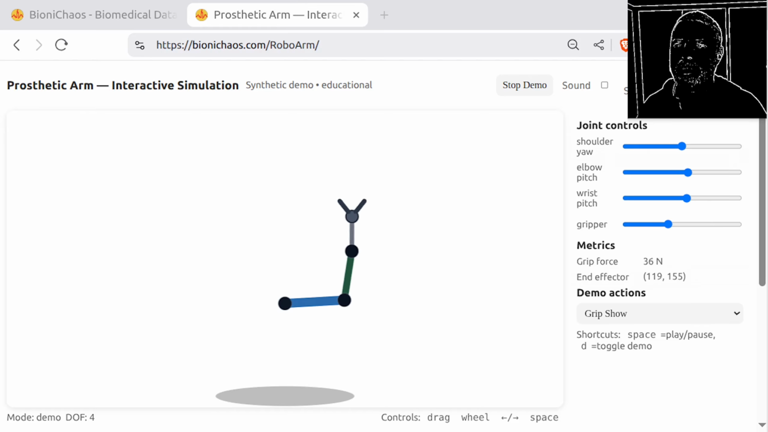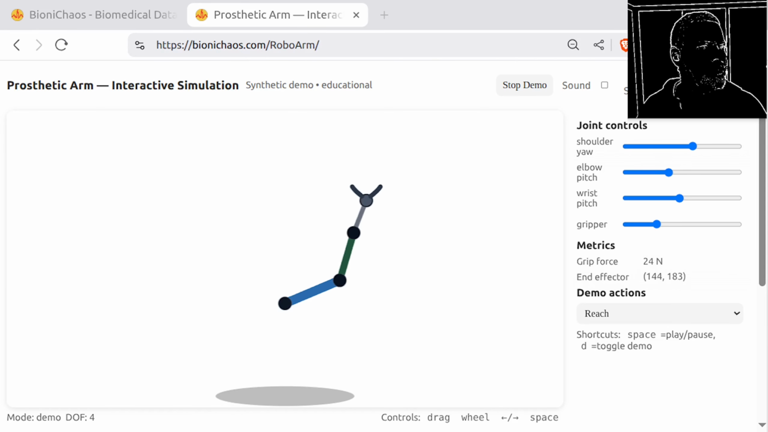I suggested adding demo actions like pick up object, place object, trace path, and sort objects. These would make the simulation more realistic and allow users to practice specific robotic tasks. Were there any other recommendations I made?